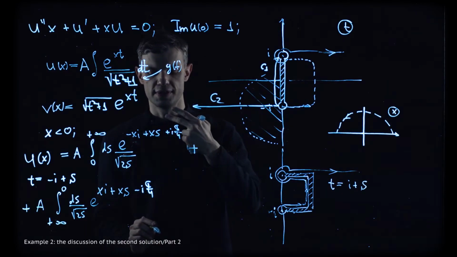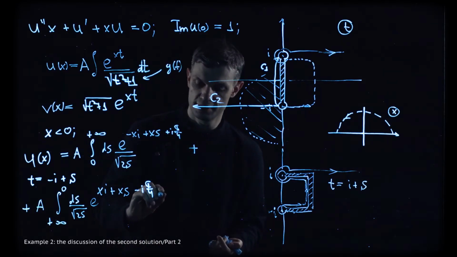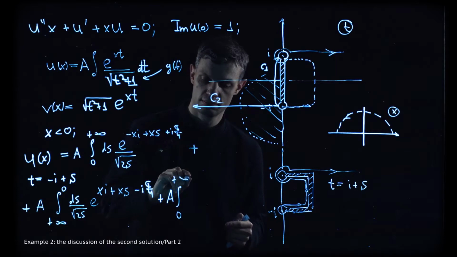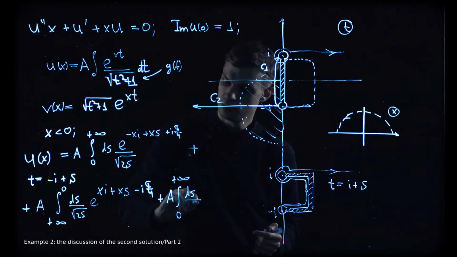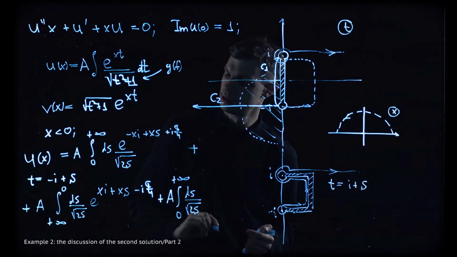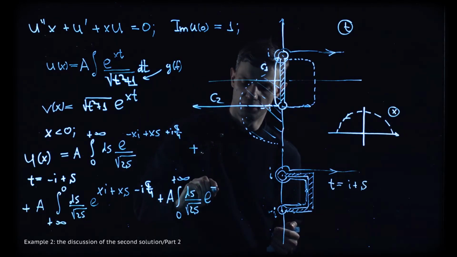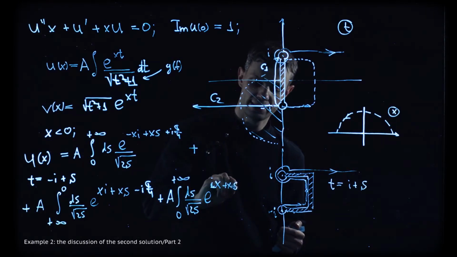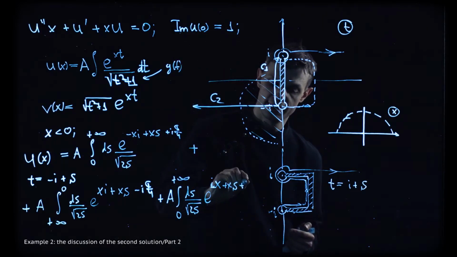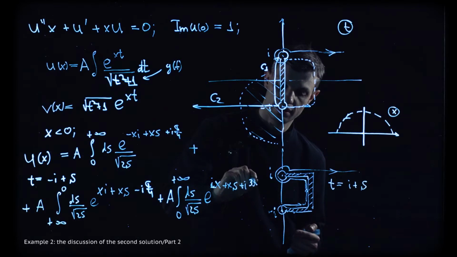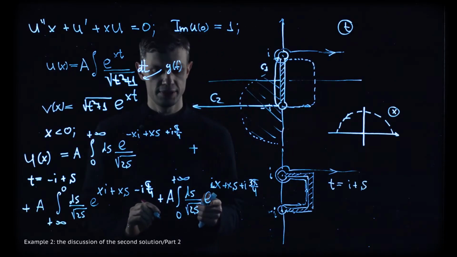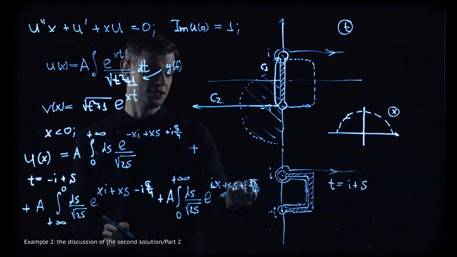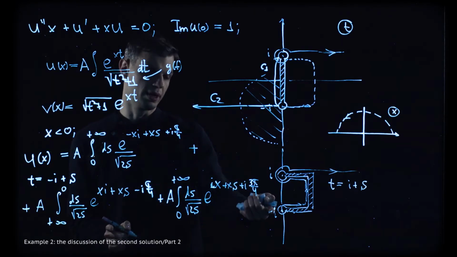So the change of the argument is minus 3 pi by 2. Square root gives us minus 3 pi by 4, and in the end we get the integral from 0 to plus infinity ds over the square root of 2s e to minus ix plus xs and plus I 3 pi by 4. As we expected, the total difference between these two integrals is just the change of sign, right? So minus pi by 4 and 3 pi by 4.